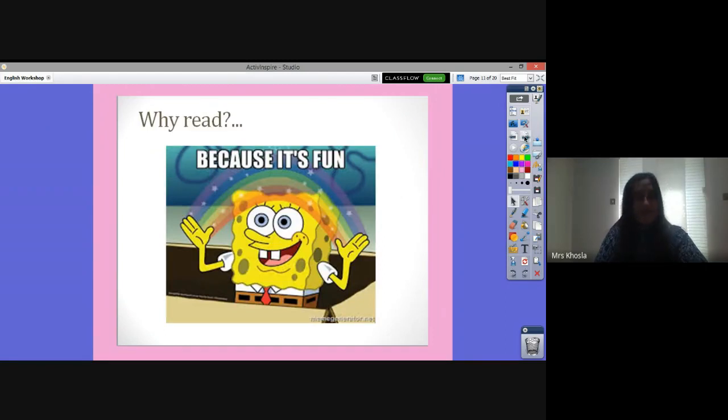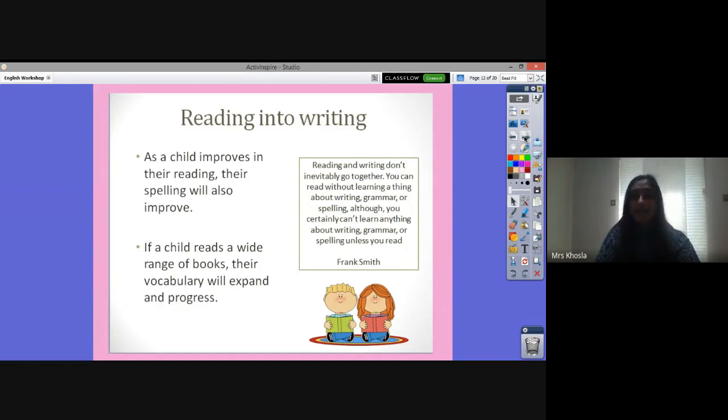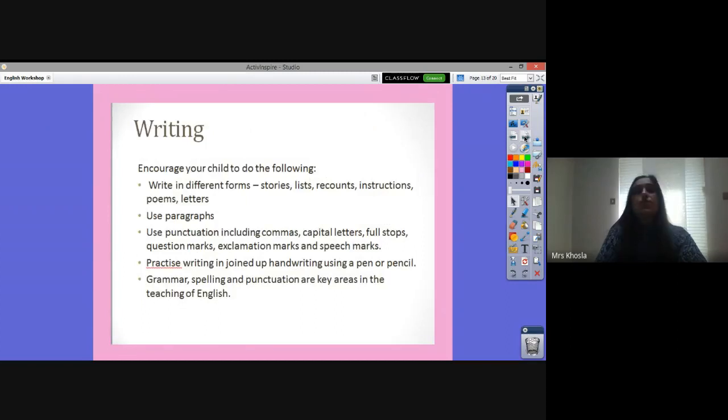So why read? Because it's fun. Reading into writing. As a child improves in their reading, their spelling will also improve. If a child reads a wide range of books, their vocabulary will expand and progress. So for writing, please encourage your child to do the following.